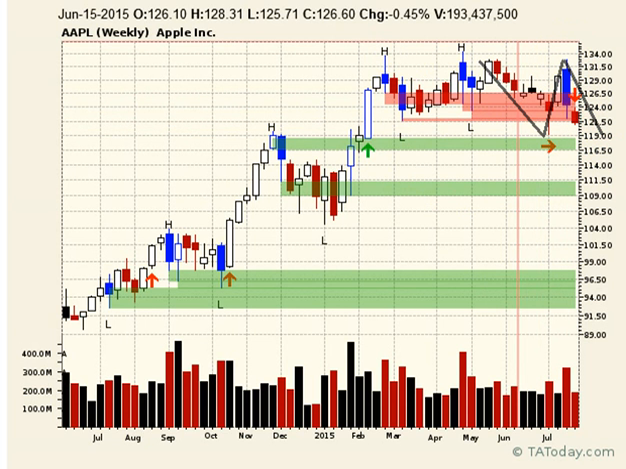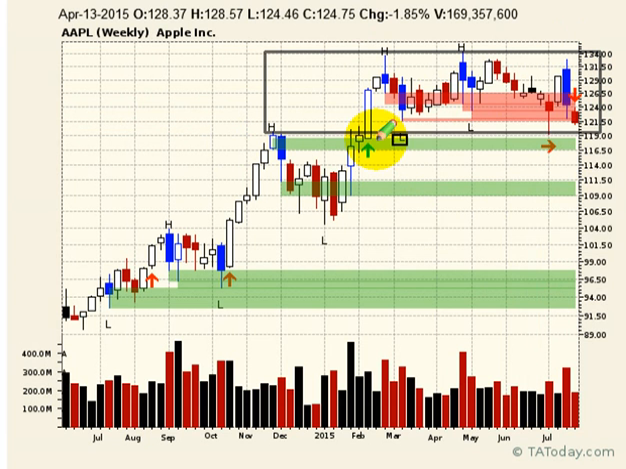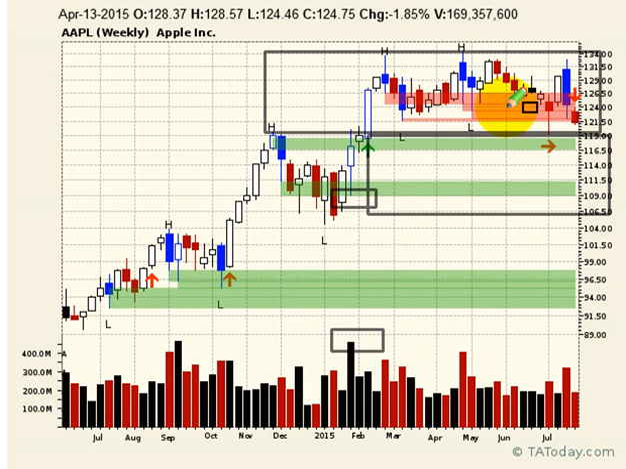So the projection is about the same. That doesn't do anything. The only other kind of projections we use are ranges, and we know we have a range here. So that projection of that range could take us down into this low. So we know that if the range does push lower, then we're probably going to get the push down to fulfill the range.